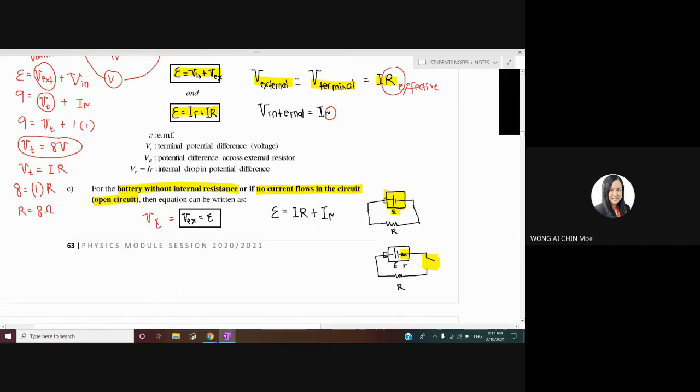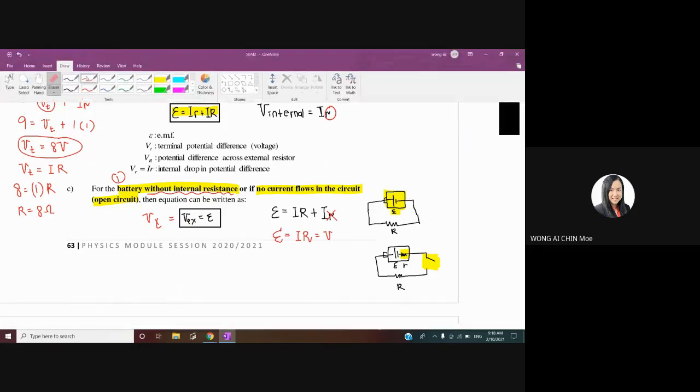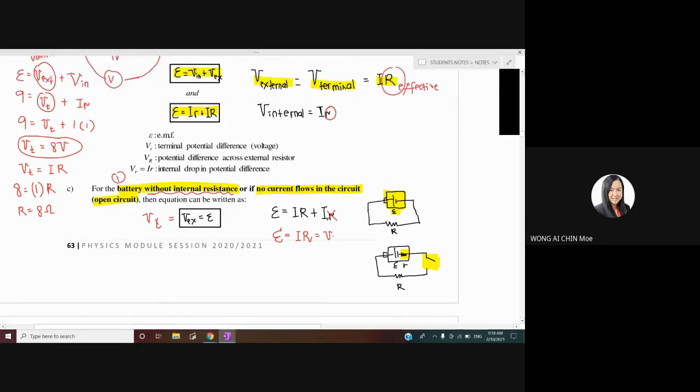For the first case, case yang pertama, battery without internal resistor, our EMF will equal IR. And our IR here, actually, we are referring to V external. Can you understand for this one? If there's no internal resistor, maksudnya tak ada yang hilang lah. Tak ada energy yang hilang di dalam bateri. So at that moment, our EMF will equal our external potential difference.